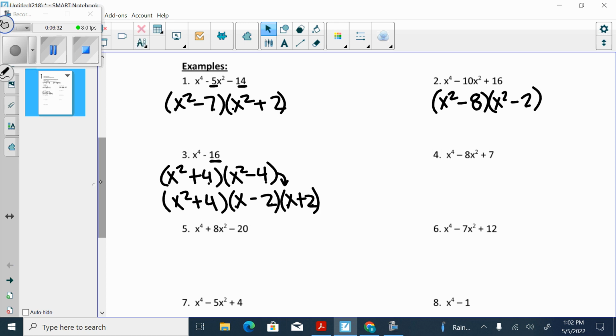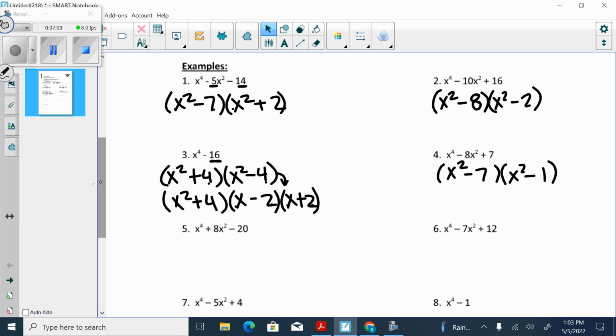All right, number 4. No GCF, so I make my 2 parentheses here. What am I going to put in the front of each one? X squared, very good. And what will multiply to give us +7, add to give us -8? Very good. So -7 and -1. Okay, these are both a minus, so I'm going to check to see if they factor further.